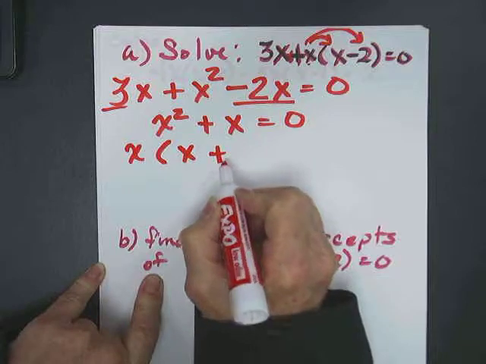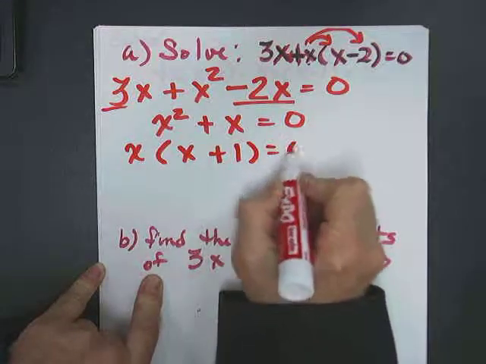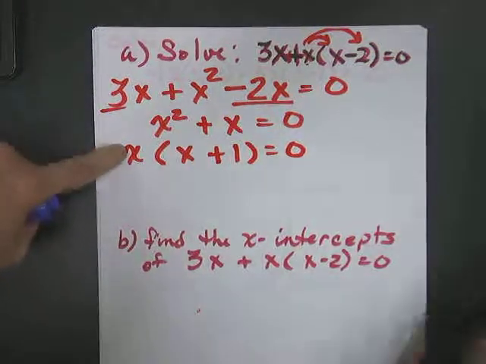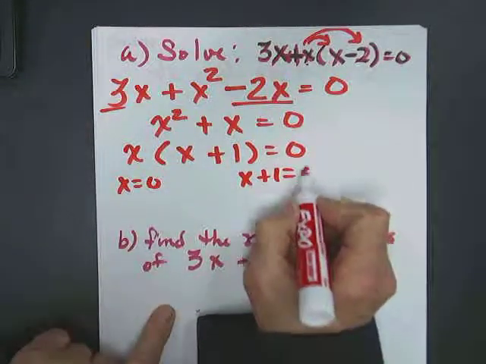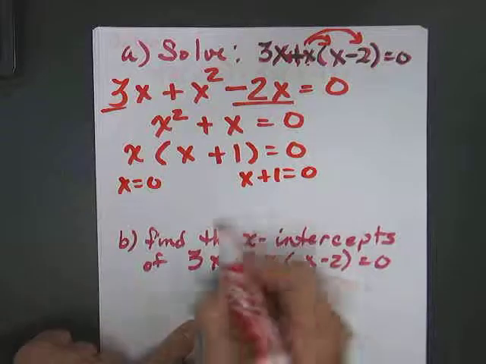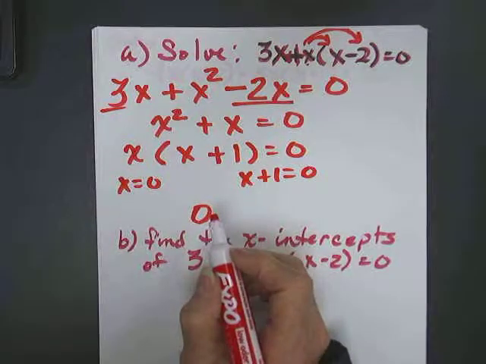Okay, we don't need the quadratic formula, do we? Can't we factor it? Factor x out. Minus 1. Plus 1. So set this one equal to 0, and this one equal to 0. So one of the answers is 0.